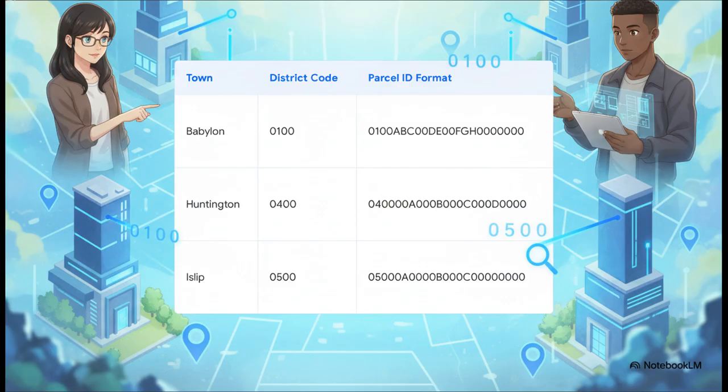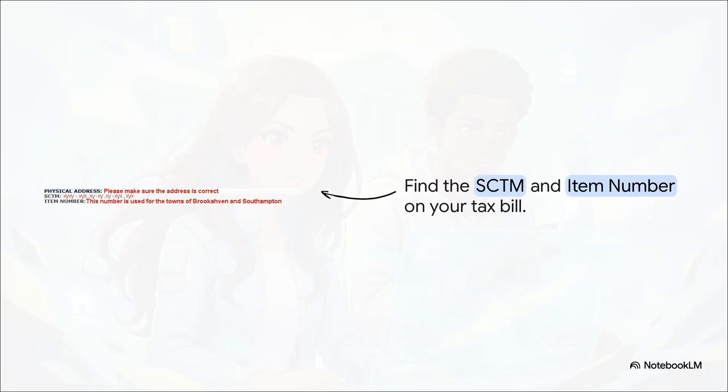Now, what's really interesting to look at here is how this actually appears in the real world on a snippet directly from a local tax bill. You can see the physical address right up at the top. Then just below that, you've got the SCTM with all those dashes and periods we talked about. But look right underneath that. There's something called an item number. You're definitely going to want to keep a close eye on that item number because for certain residents, it actually changes the search process entirely.